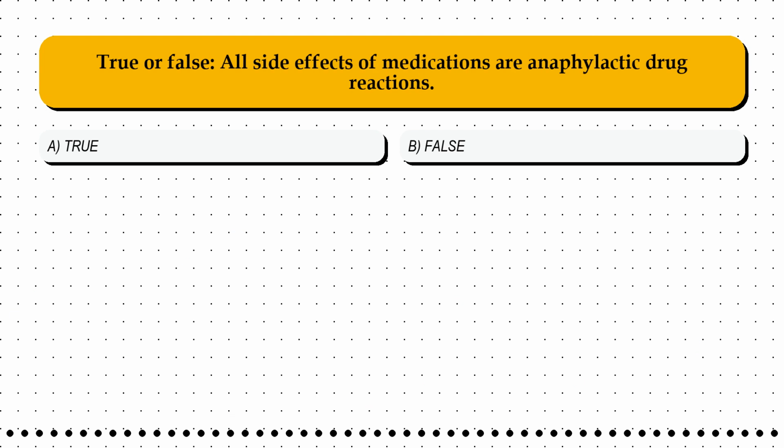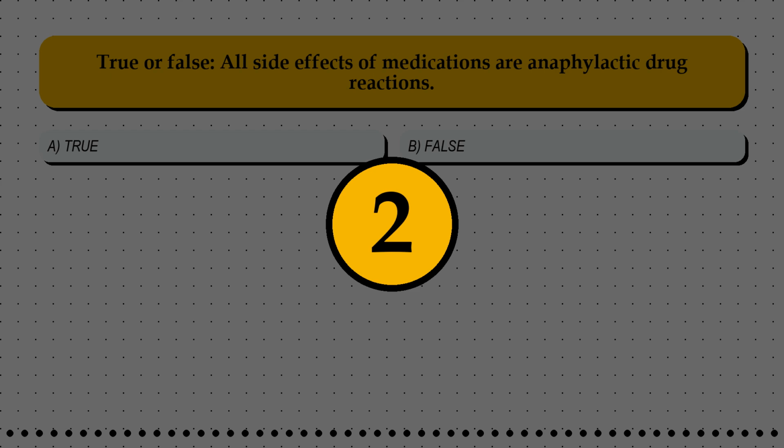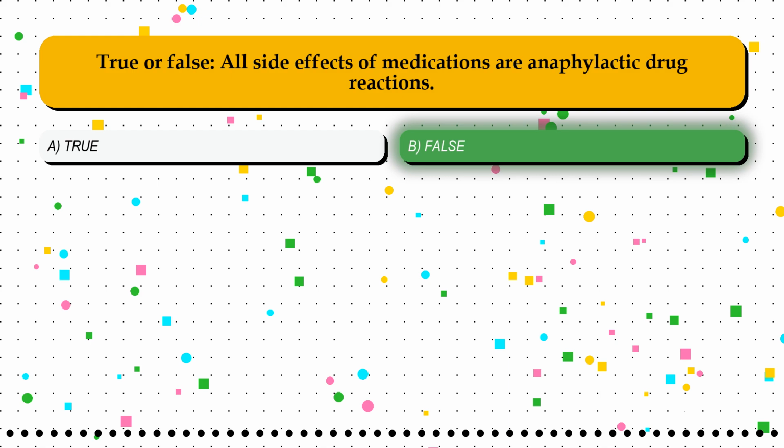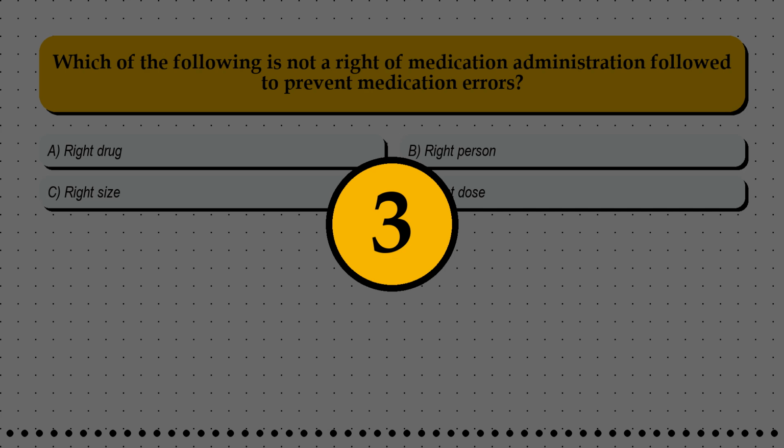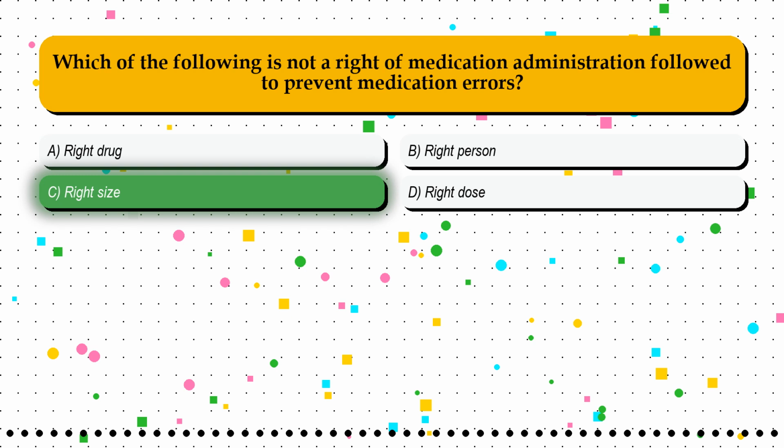Question 83. True or false, all side effects of medications are anaphylactic drug reactions. Option A, true. Option B, false. The correct answer is option B, false. Question 84. Which of the following is not a rite of medication administration followed to prevent medication errors? Option A, right drug. Option B, right person. Option C, right size. Option D, right dose. The correct answer is option C, right size.